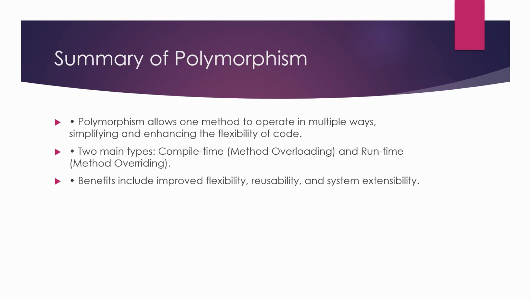To summarize, polymorphism allows one method to operate in multiple ways, simplifying and enhancing code flexibility. We have covered two main types of polymorphism: compile time, which is achieved through method overloading, and runtime, which is achieved through method overriding. The benefits include improved flexibility, code reusability, and extensibility.